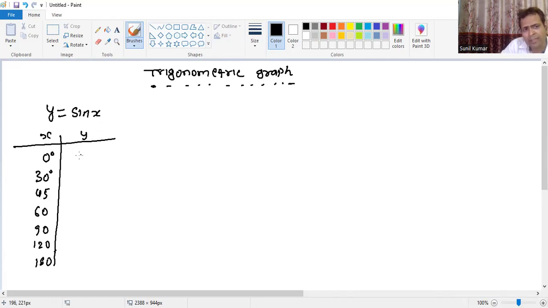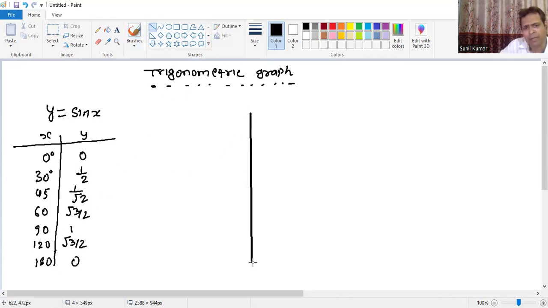Okay, so as we know, sine 0 is 0, sine 30 is 1 by 2, sine 45 is 1 by root 2, sine 60 is root 3 by 2, and sine 90 is 1. Sine 120, you know that is lying in the second quadrant, is equal to root 3 by 2, and then sine 180. So if you don't know the graph, then you can make a table, or if you know the graph, you can draw it directly.